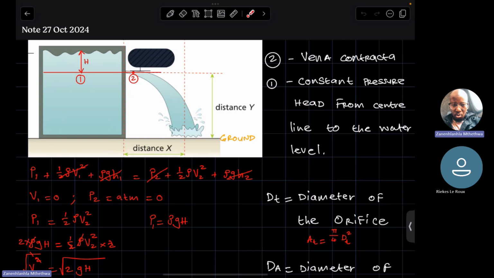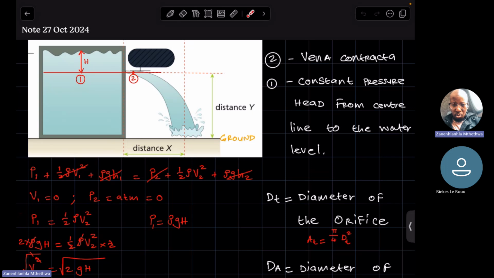So what we do in flow through an orifice is apply Bernoulli's between 2 points, point 1 and point 2. If you look at these 2 points, they are coaxial, meaning that they are on the same center line. This point here in particular is called the vena contracta.